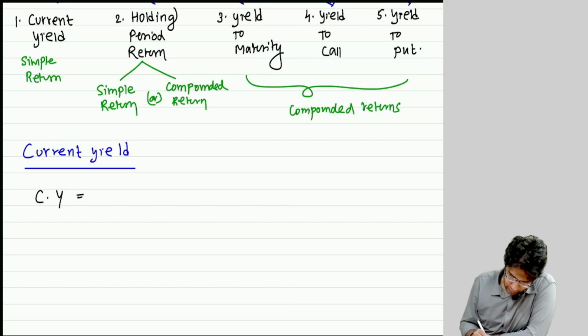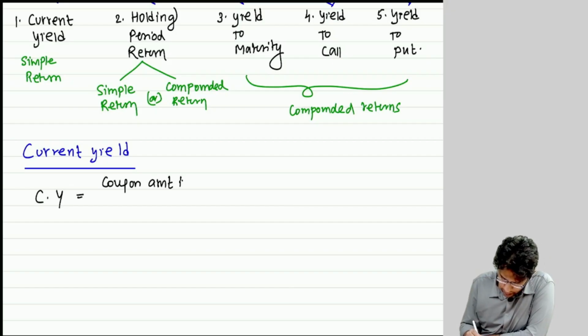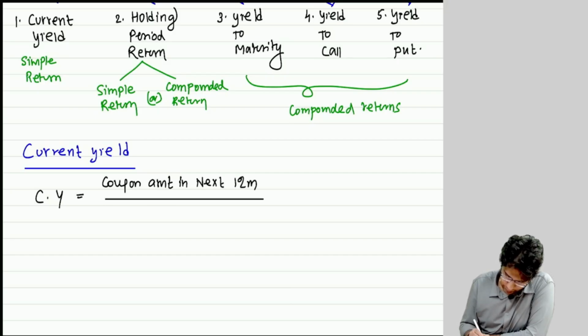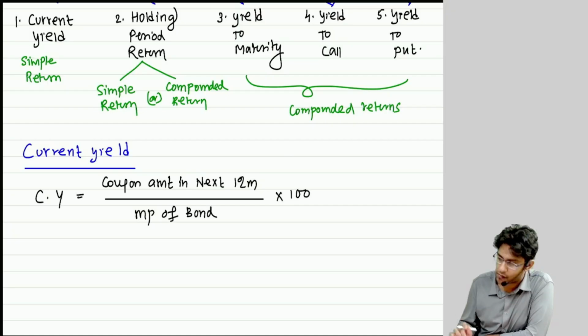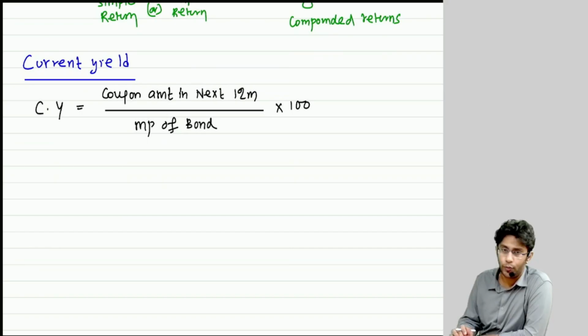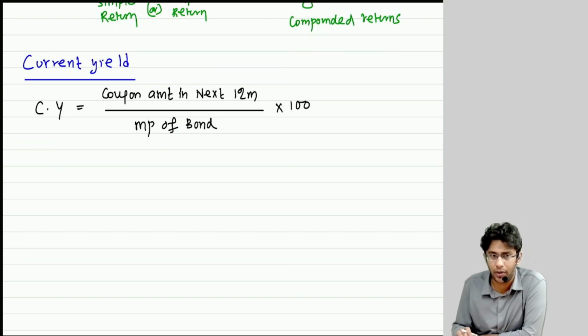Current yield is equal to coupon amount in the next 12 months divided by market price of the bond into 100. Coupon amount in the next 12 months divided by price of the bond into 100.